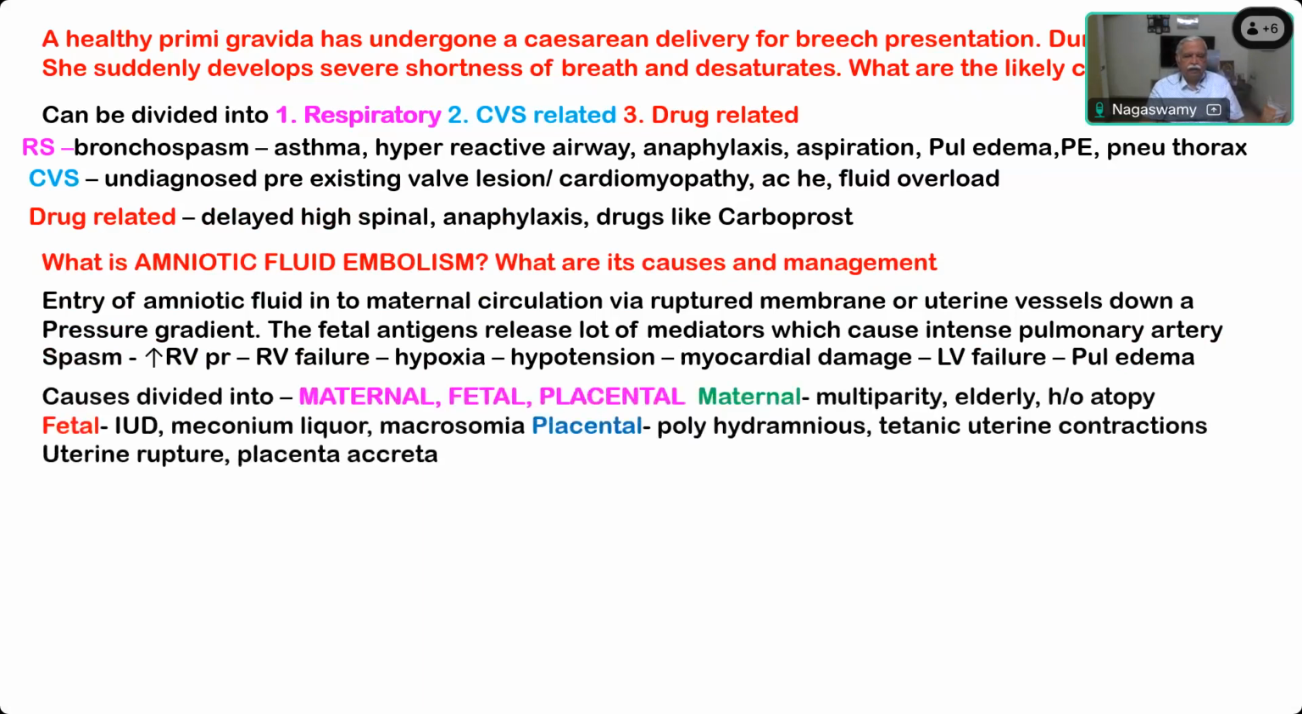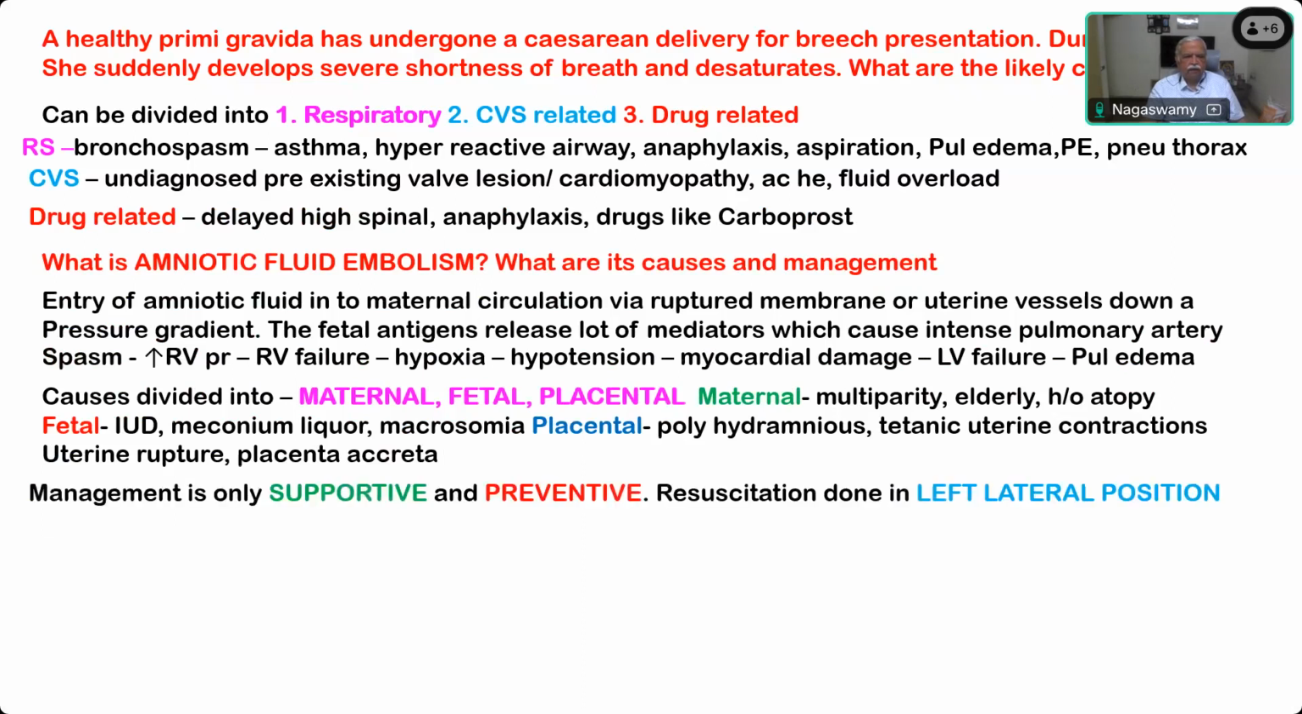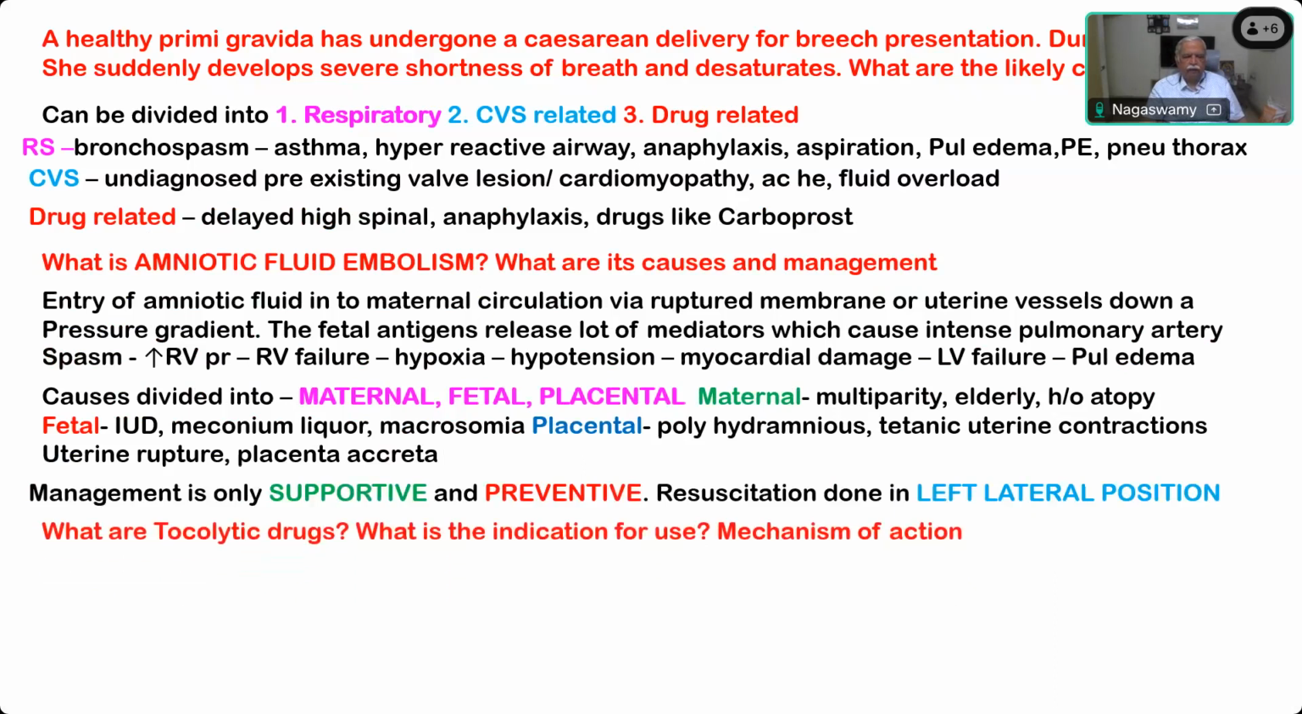Causes are divided into maternal, fetal, placental. These are the three subdivisions. Maternal causes: multiparity, elderly primigravida, history of atopy. Fetal causes: intrauterine death, meconium liquor, macrosomia. Placental causes: polyhydramnios, tetanic uterine contractions, uterine rupture, and placenta accreta. Management is only supportive and preventive. Resuscitation is done in left lateral position to relieve the aortocaval compression.